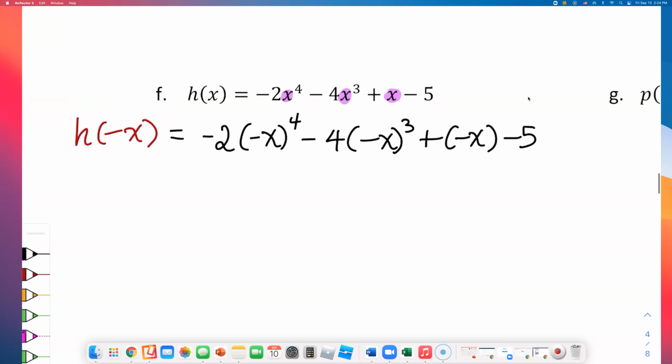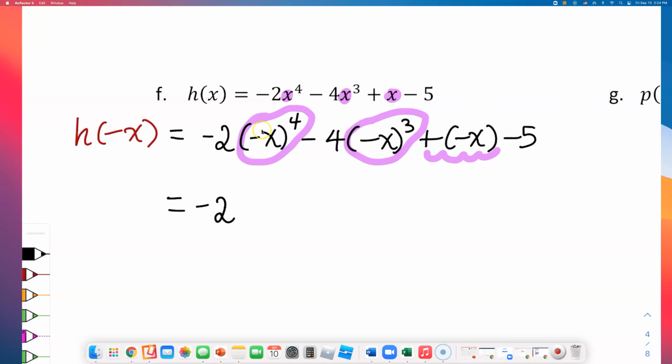Okay, and now what you have to do is simplify these powers. So what's that going to be? I will have negative 2 times, look at this, we're raising negative x to the fourth power. 4 is an even number, which means this negative sign will turn into positive.